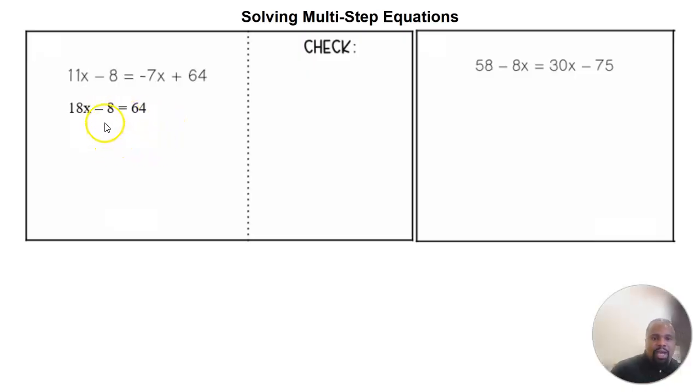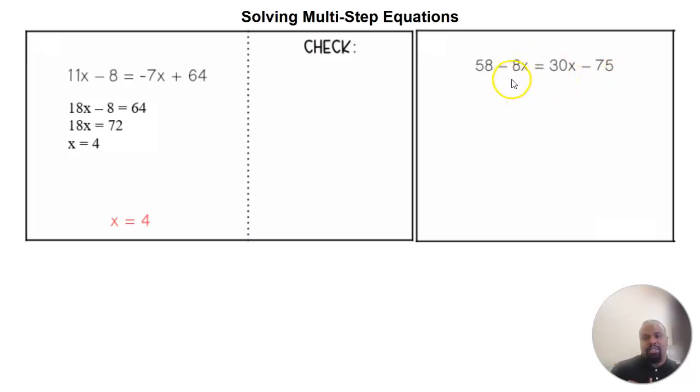We got a two-step equation. Add 8 on both sides. You got 18x equals 72. Divide both sides by 18, and you get 4. So 4 will be our solution here. All right. Take a look at this one. All right. 58 minus 8x equals 30x minus 75.